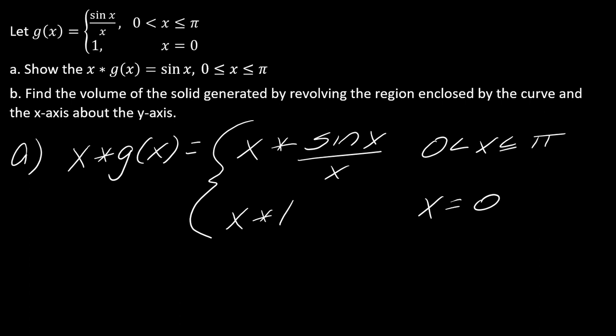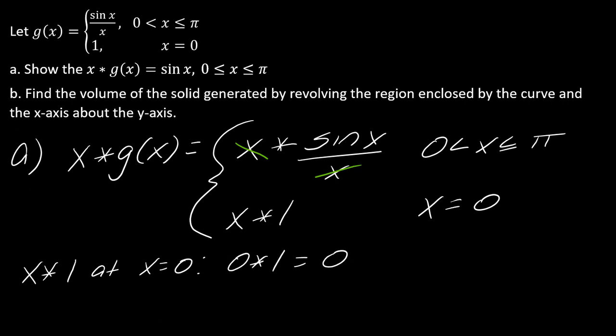Okay, so in this case, now I can see these x's drop out. So that's getting me to exactly what this wanted, right? Sine of x. So the top function is actually the easier one. We have it equals sine of x. So now I just have to think through this x times 1. This is when x equals 0. So x times 1 at x equals 0, what do I have? This is just 0 times 1, so this equals 0.